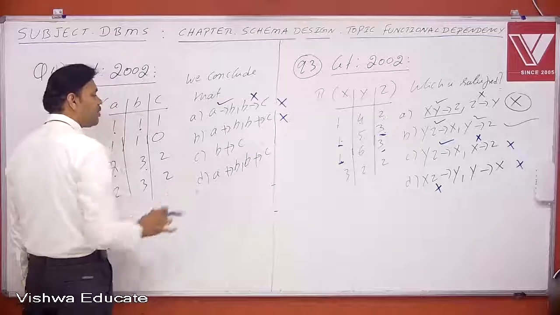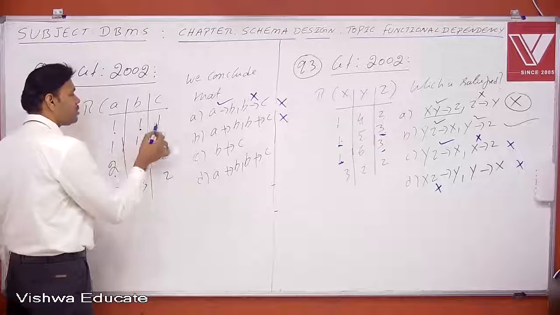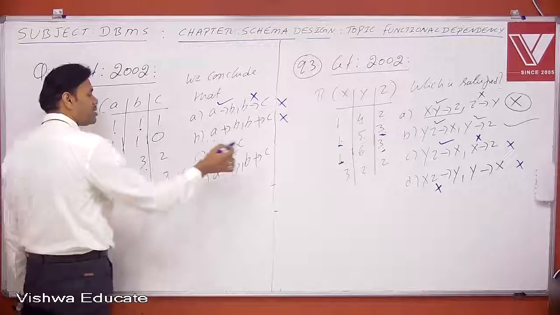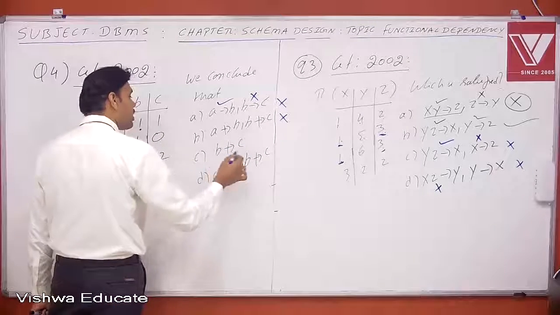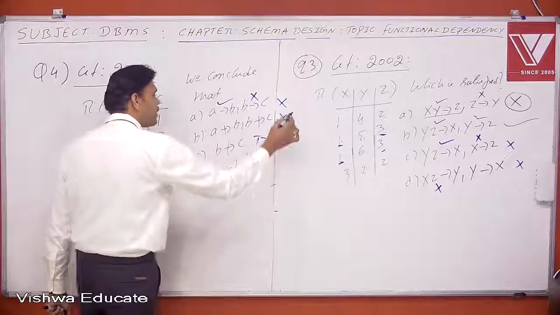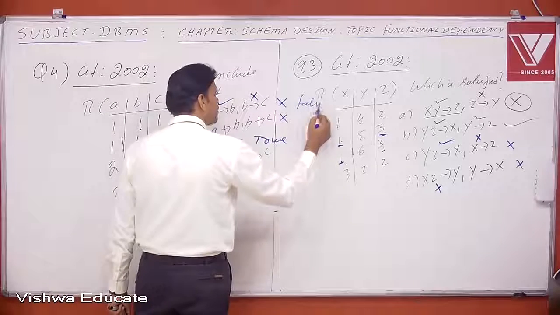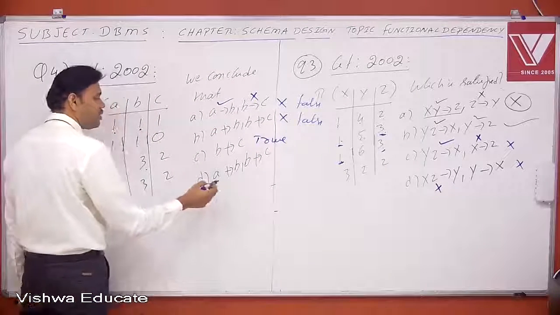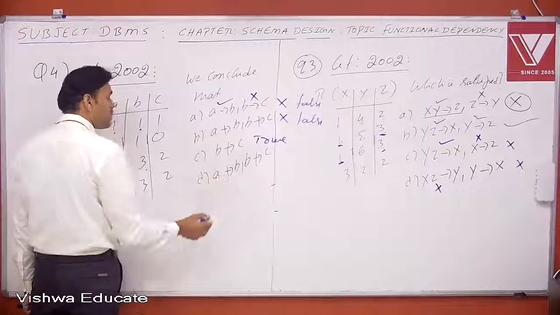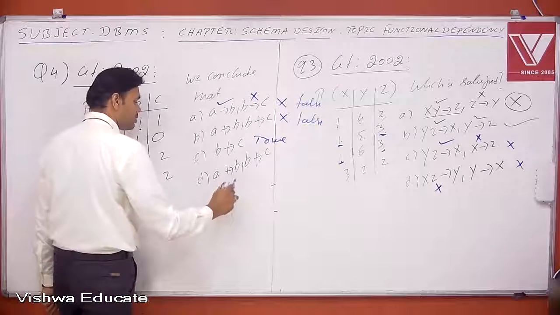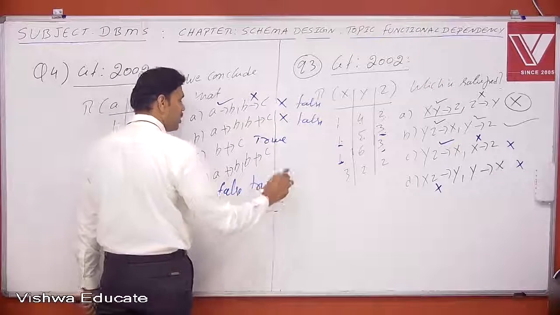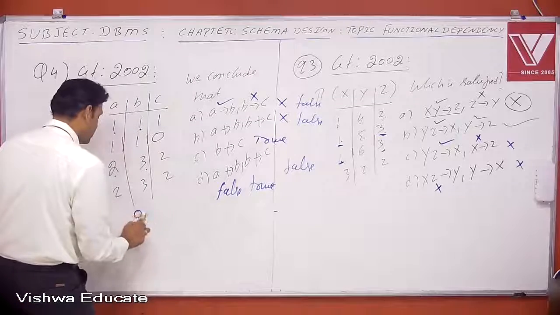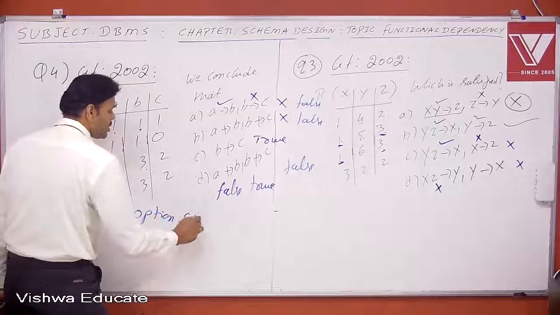And come to B not implies C. So 1 and 1, 1. What has to come? 1 has to come. So hence B not implies C is true. It is a false. Now check option D carefully: A not implies B is a false, and this is a true. Ultimately it is what? False. So what is the correct answer? Option C is the correct answer.